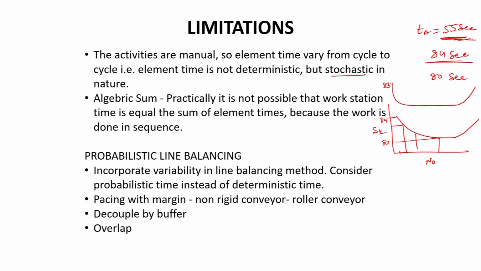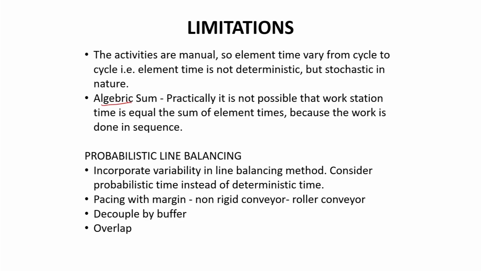To the middle one we can give slightly lesser work content to take care of the variability in the cycle times. The second important thing which we have to keep in mind is the algebraic sum. We are saying that Sk is equal to TA plus TB, but in actual it may not be true, it may be more, it may be less.